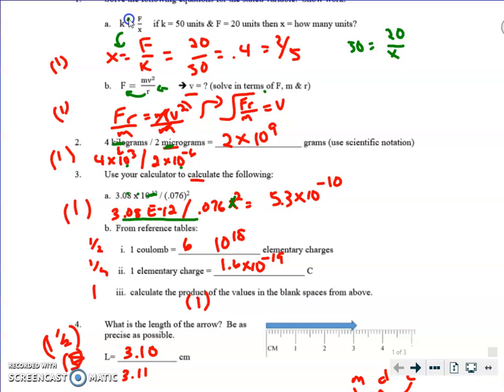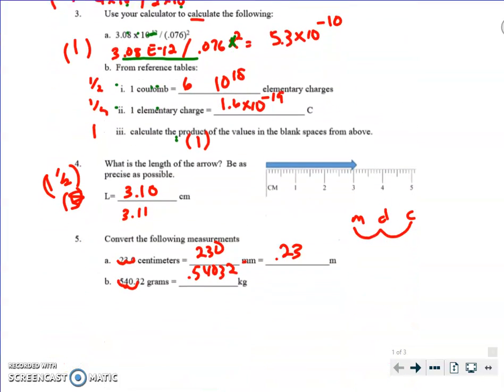All right, in your reference tables, most of you are fine with this. You could find those in your reference tables. When you multiply them, you should get the value of 1. Turns out these two numbers are reciprocals of each other. So if you didn't get 1, check your calculator again. Make sure you're using that EE button.